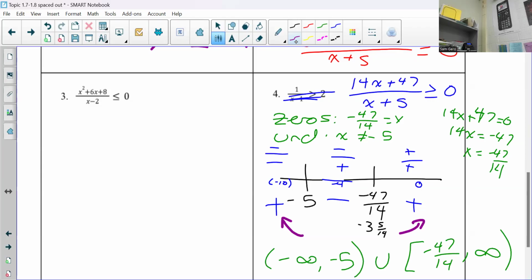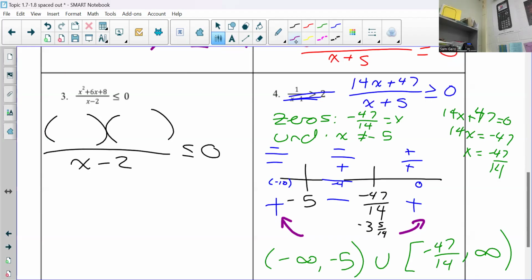All right, so for number 3, you have to do something first. It's still equal to 0, so that's a good thing. But I need it to have parentheses. So we're going to factor. X squared plus 6x plus 8 factors into x plus 4 and x plus 2. Factors of 8 that add to 6.